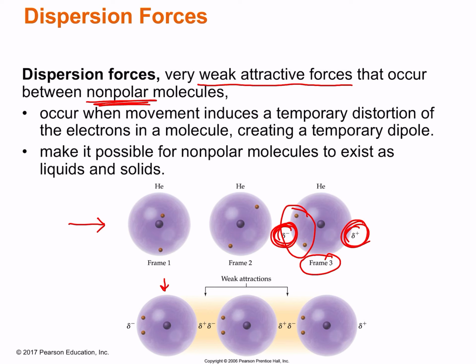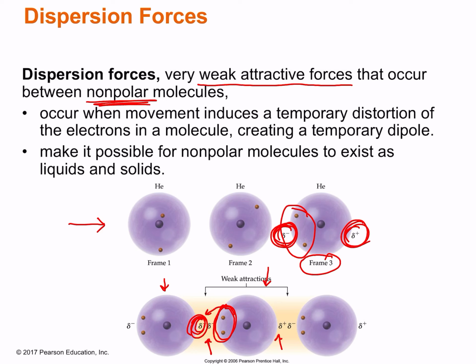Well, if it came near another helium atom, like this one, and this side is partially positive, then the electrons in this atom are attracted to that partial positive. So now they go hang out on this side of the atom to be near the partial positive, which makes this side of the atom partially negative because the electrons are on that side. And that made this side of the atom partially positive because now there's no electrons on that side.